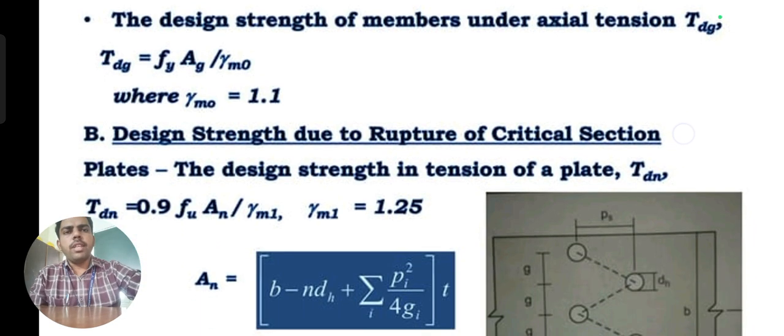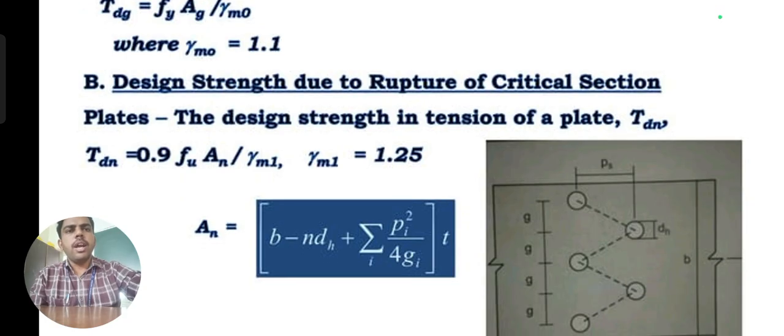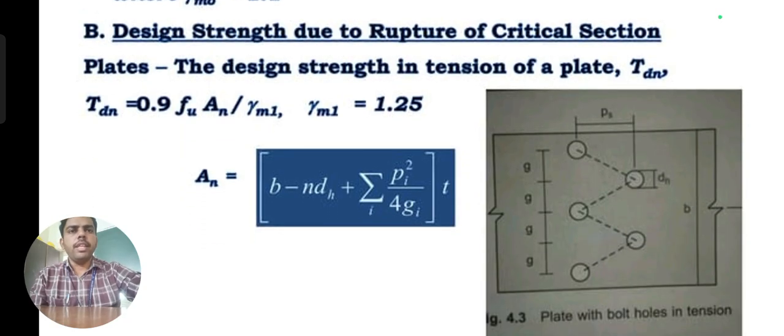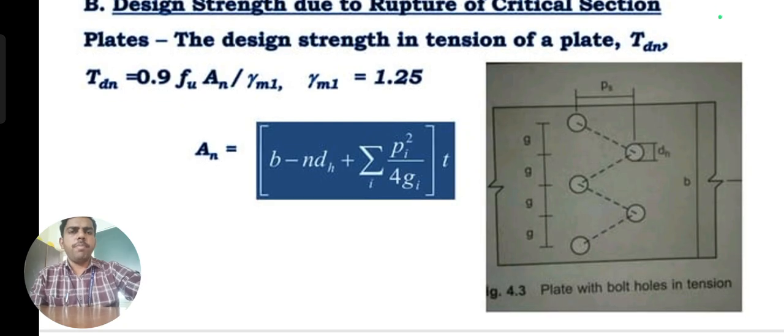And after that, the design strength due to rupture. The formula is 0.9 An fu by gamma m1. Gamma m1 you have to consider as 1.25 as per IS 800:2007. What is the area here? The net area. The net cross-sectional area should be used here. The rupture occurs at the bolt holes in the plate.